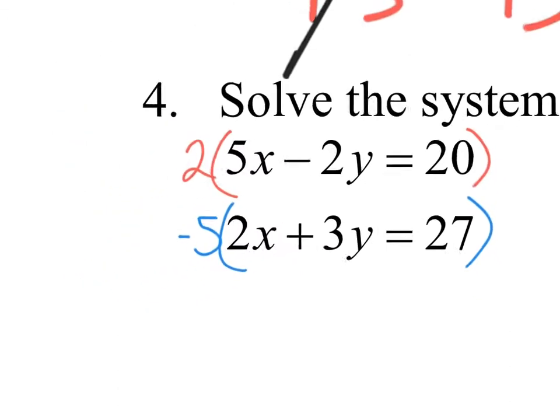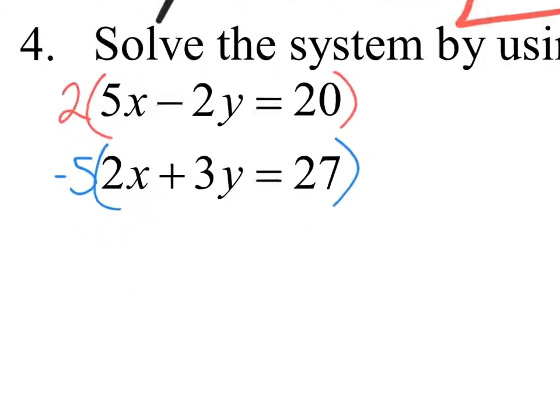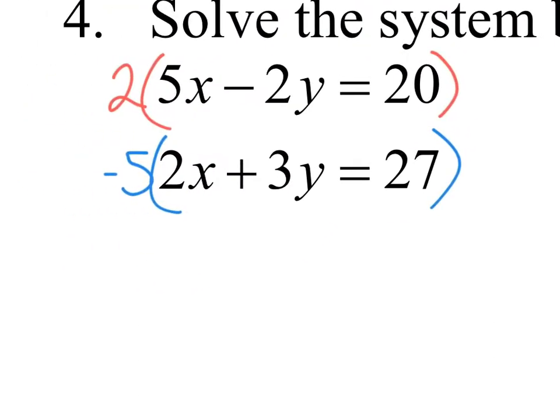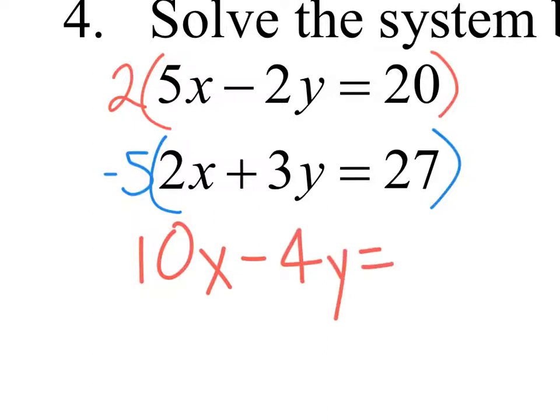And so let's distribute these. All right, actually, we'll do that right there. So 2 times 5 is 10x. 2 times negative 2 is going to give us negative 4y. And then 2 times 20 is going to give us 40. Great. So now we're going to be looking at this.